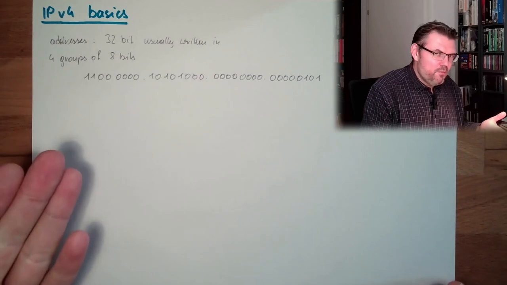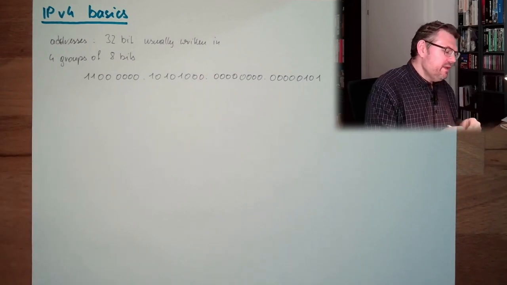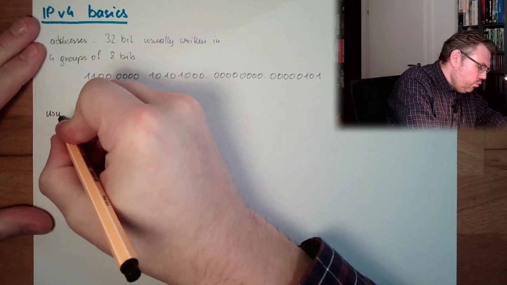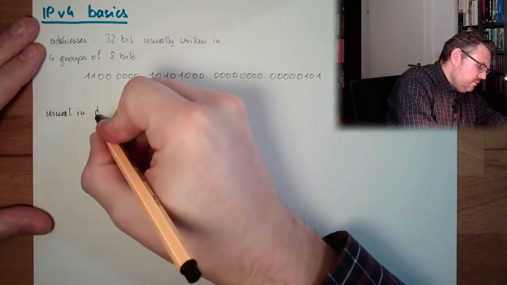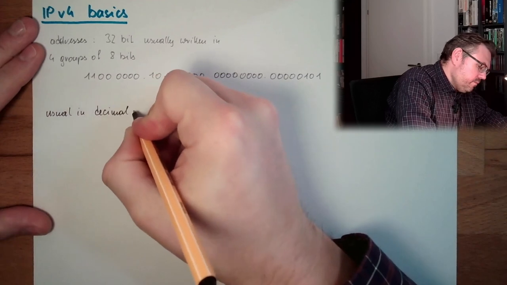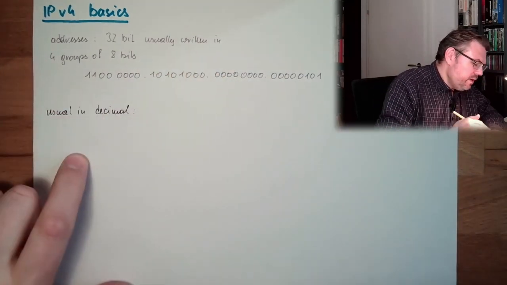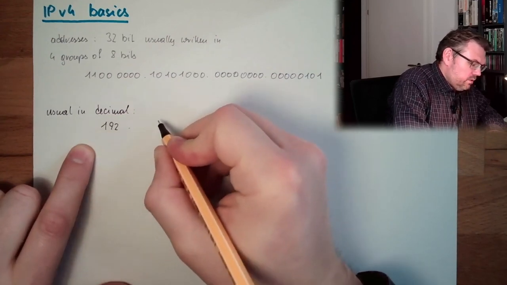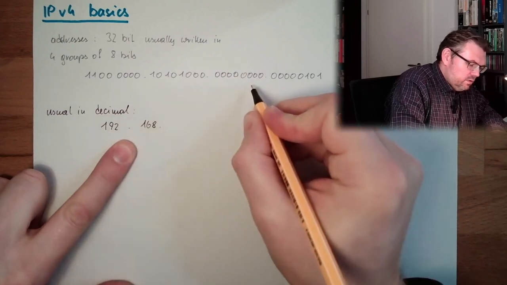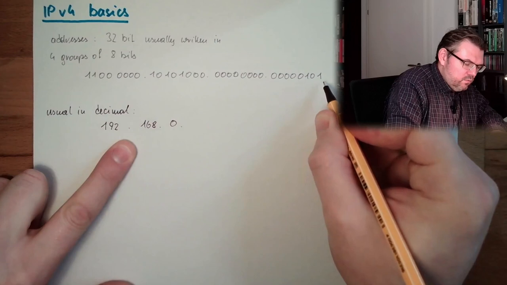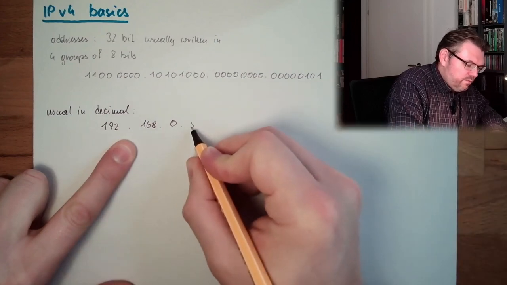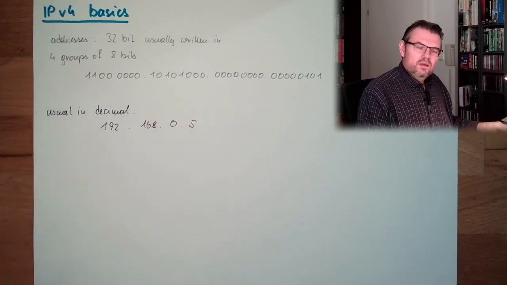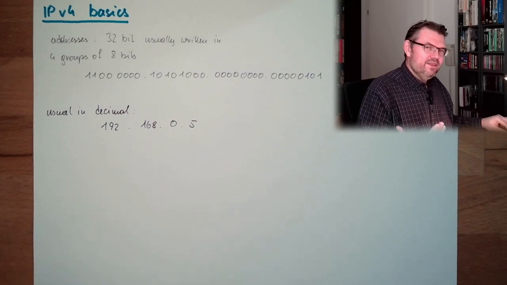You cannot memorize this. So usually we are writing this in decimal numbers. So if we calculate this, this would be 192.168.0.125. This is the usual representation of an internet address.